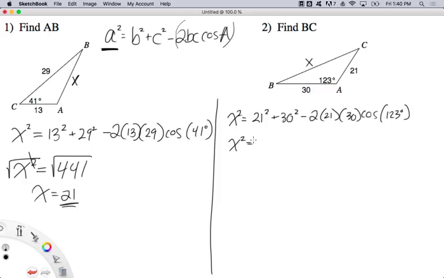I plug it into my calculator. I get 21 squared plus 30 squared minus 2 times 21 times 30 times the cosine of 123, the angle between them. And I get 2027. To solve for x, finally, I take the square root of both sides. I get x equals the square root of 2027, or approximately 45. Any questions on that?